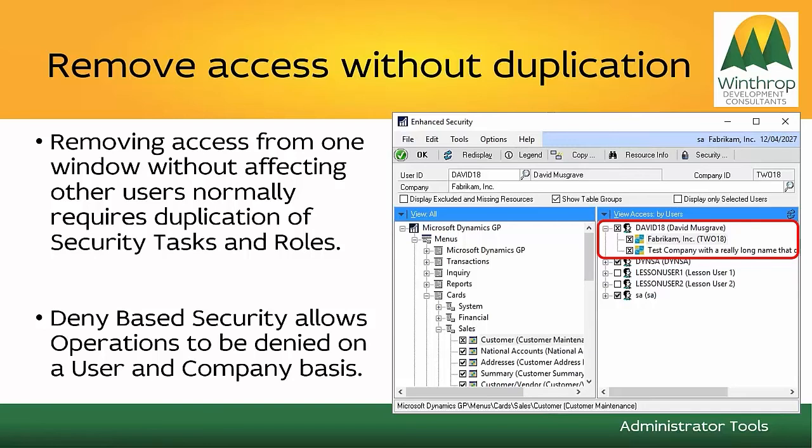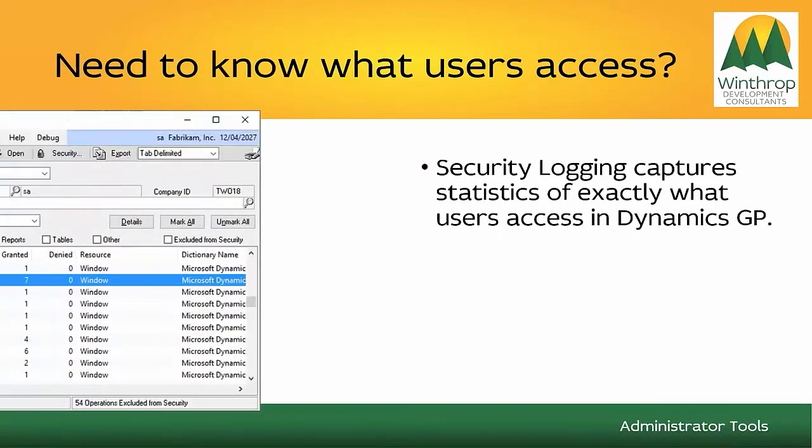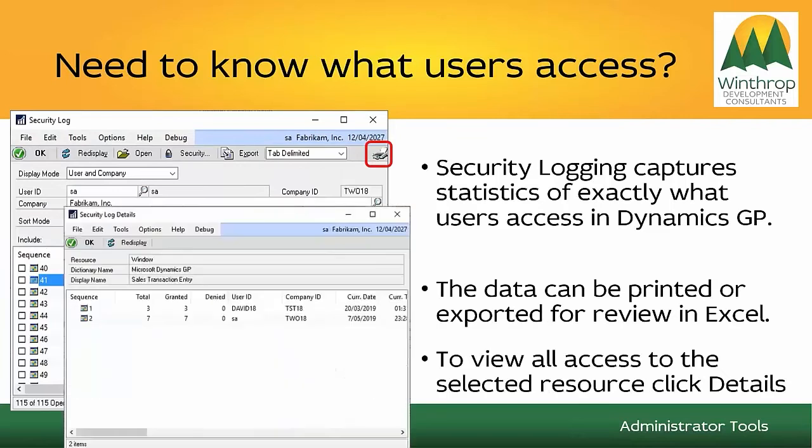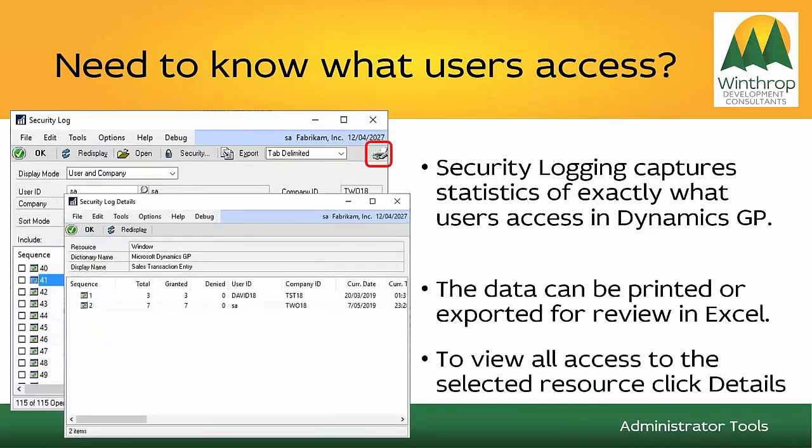If you need to know what a user has accessed, the security log captures statistics about all of the different things that users are accessing, and if you find a particular resource you can actually click on it and say show me the detail, and it will show you who else has accessed that window or that security resource, and you can see the dates and times of the last 3 times that they've accessed that.